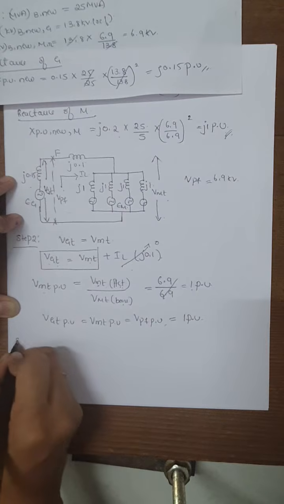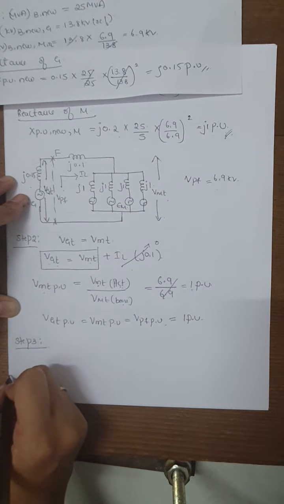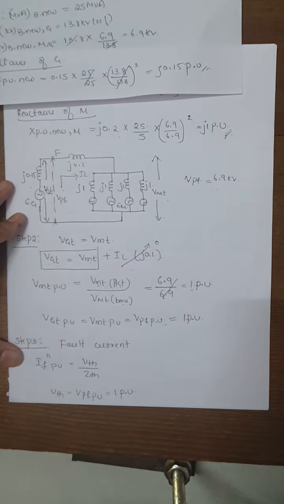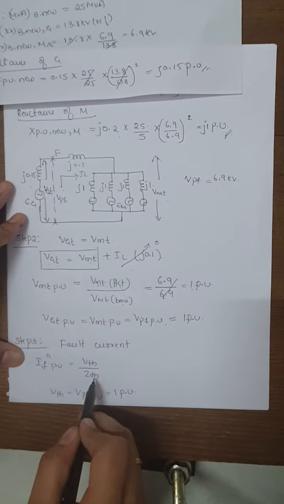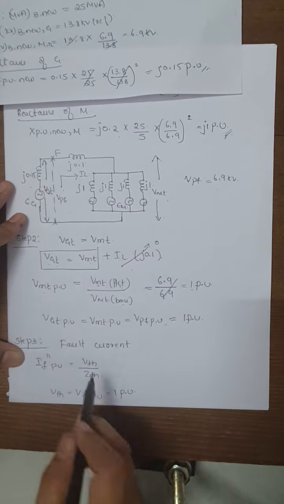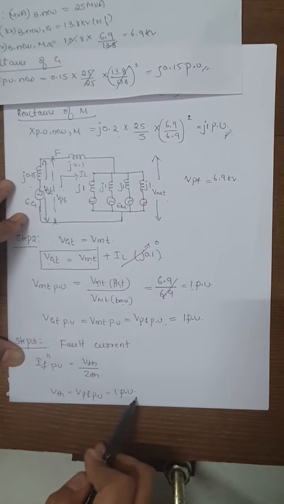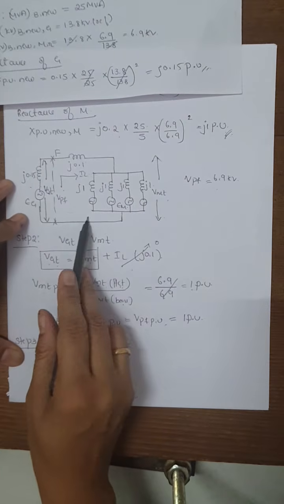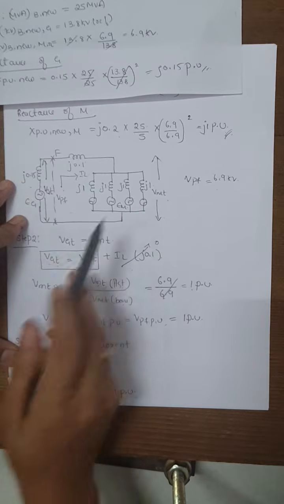Next, proceeding with the step 3 calculation, that is the fault current calculation. The formula is IF double dash per unit is equal to VTH by ZTH. VTH is nothing but VPF from the previous step, that is equal to 1. Next we need to find the ZTH value by rewriting the same reactance diagram by neglecting all the source voltages.